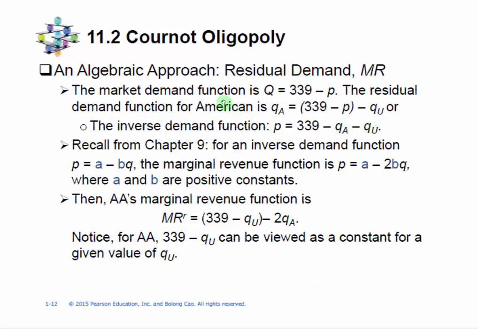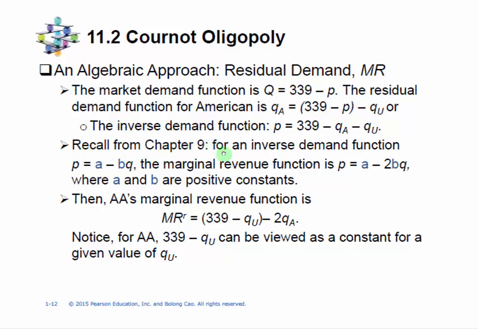Now let's look at the calculation. The market demand function is capital Q equal to 339 minus the price. Then the residual demand function for American is QA equal to 339 minus the price minus QU. Or we really need to use the inverse demand function, so price equal to 339 minus QA minus QU. That's the inverse demand function.